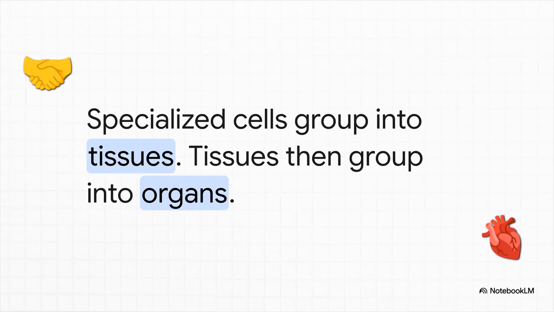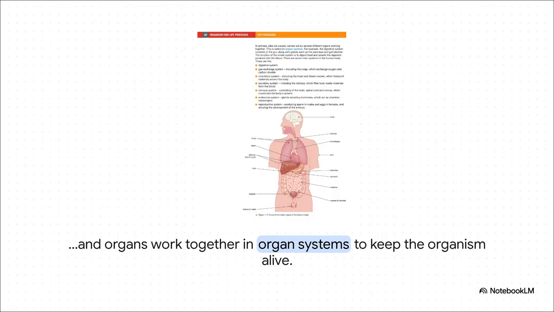And these specialized cells, they don't work alone. They team up. A whole bunch of similar cells working together forms a tissue, like muscle tissue. Then, different tissues come together to form an organ, like the heart, which is made of muscle tissue, nerve tissue, and blood tissue all working together. And it doesn't even stop there.